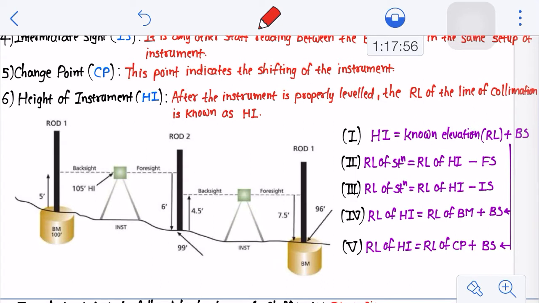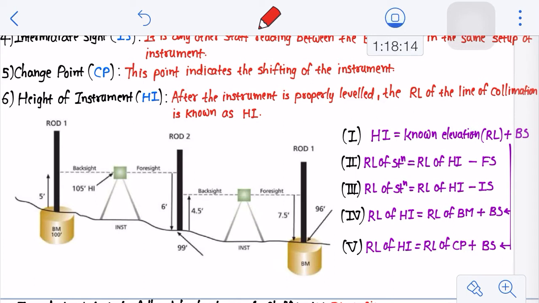And the next one is the height of instrument. Now, what is height of instrument? HI, right? So for any setup of the level, the height of instrument is the elevation of the plane of sight, that is, the elevation of the line of sight with respect to the assumed datum.